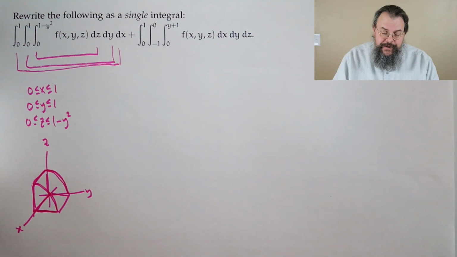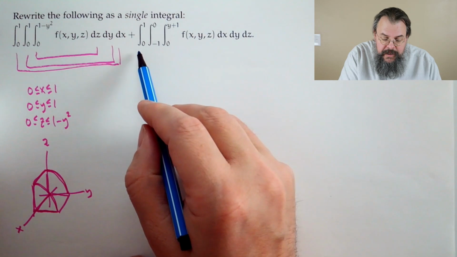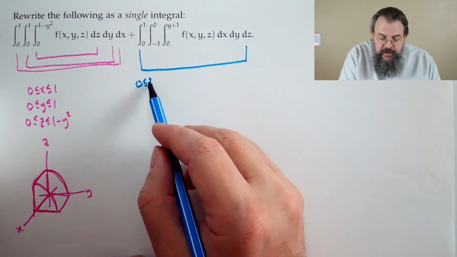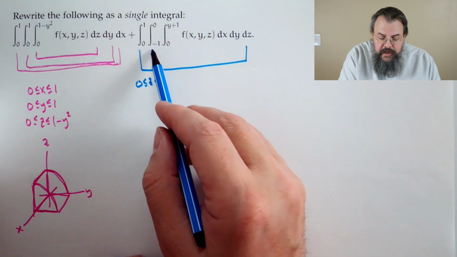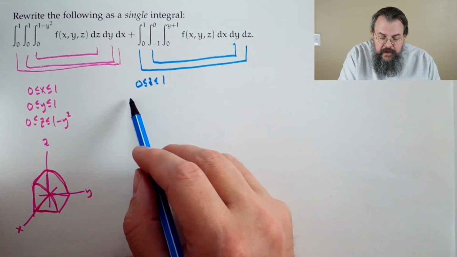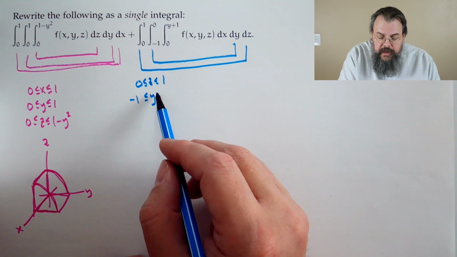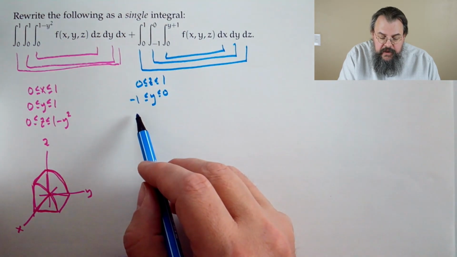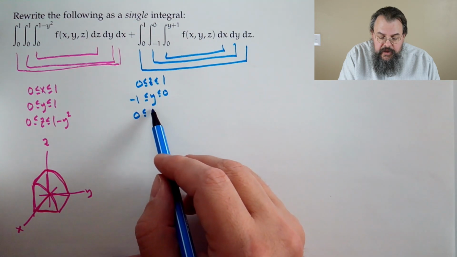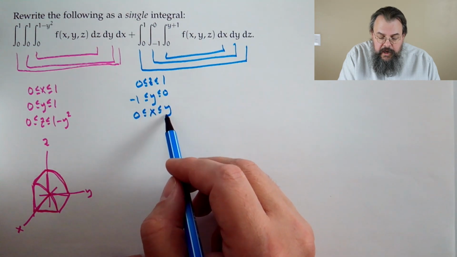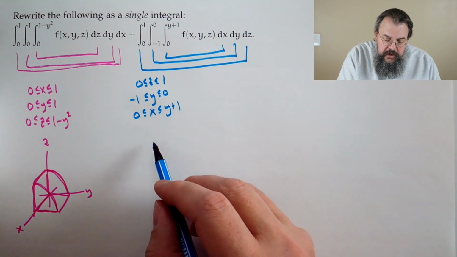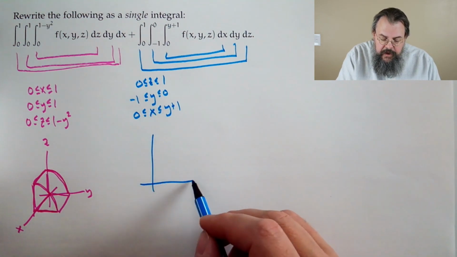What about the other integral? Well, we have 0 less than or equal to z less than or equal to 1. And then here we have negative 1 less than or equal to y less than or equal to 0. And then we have that 0 is less than or equal to x less than or equal to y plus 1. And here, it's not so hard to figure out that one either, right?